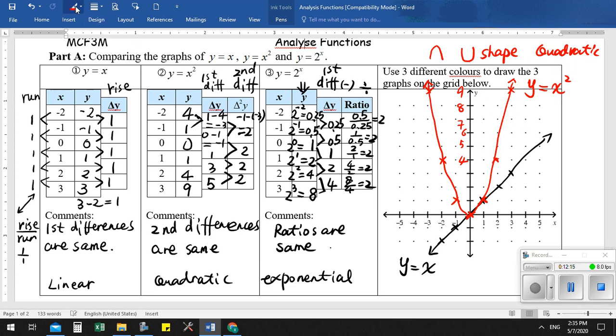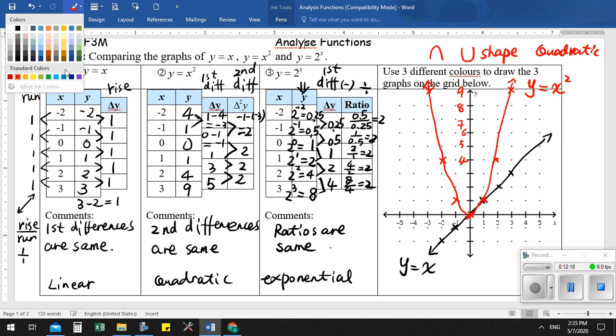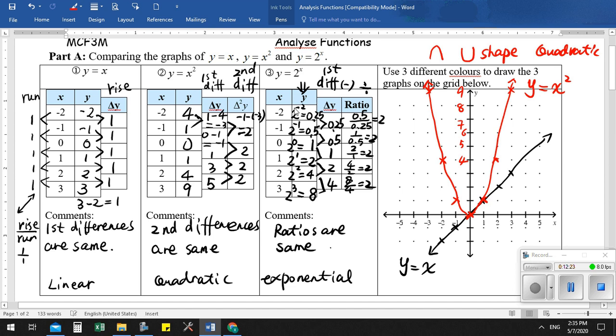And after that, we are going to see how we can draw the exponential function. For the exponential function, (-2, 0.25), so it will be close to here. And (-1, 0.5), it's half of the grid. And (0, 1), so 0 is 1. 1 is 2. 2 is 4. 3 is 8. Okay. Then we are going to connect these points together.